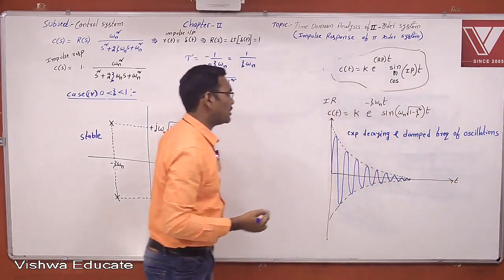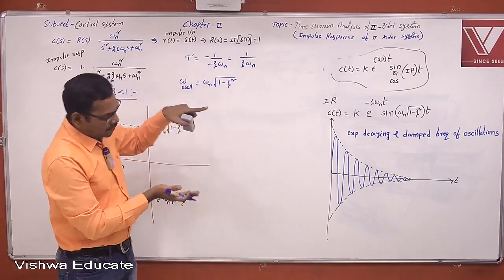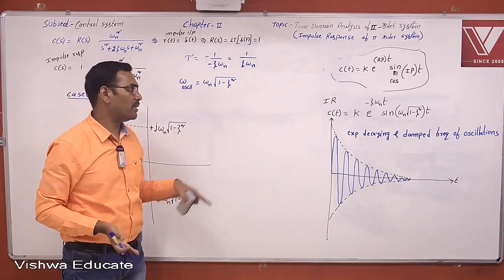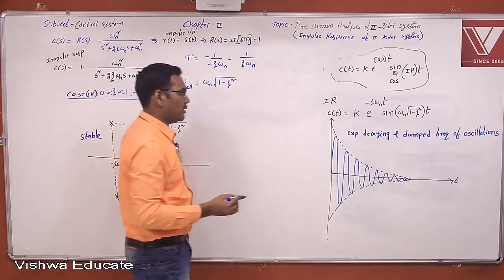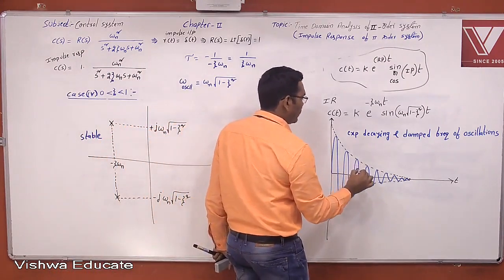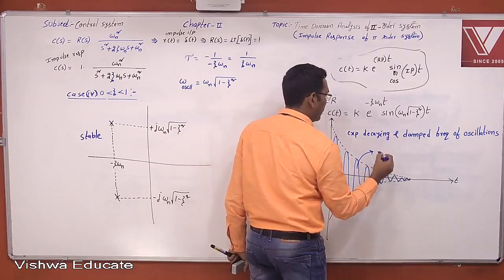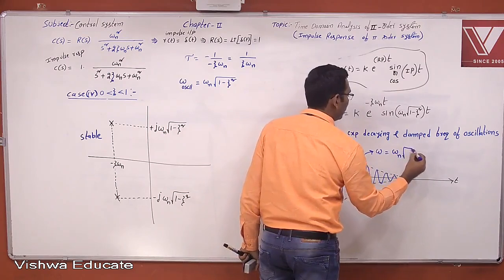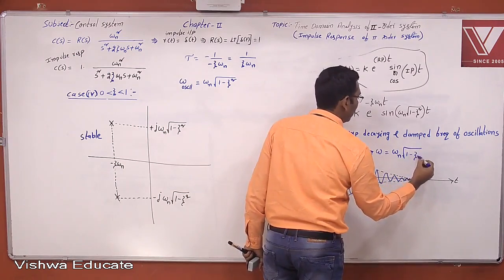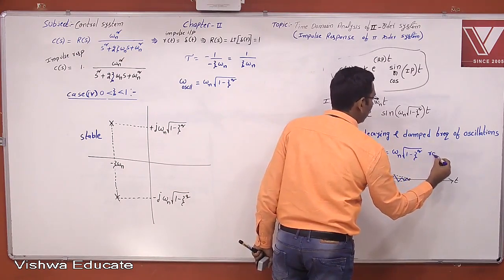The response is exponentially decaying and amplitudes are decreasing, so it is called as damping. Now, what is the frequency of oscillation? The frequency of oscillations are omega n into square root of 1 minus zeta square radians per second.